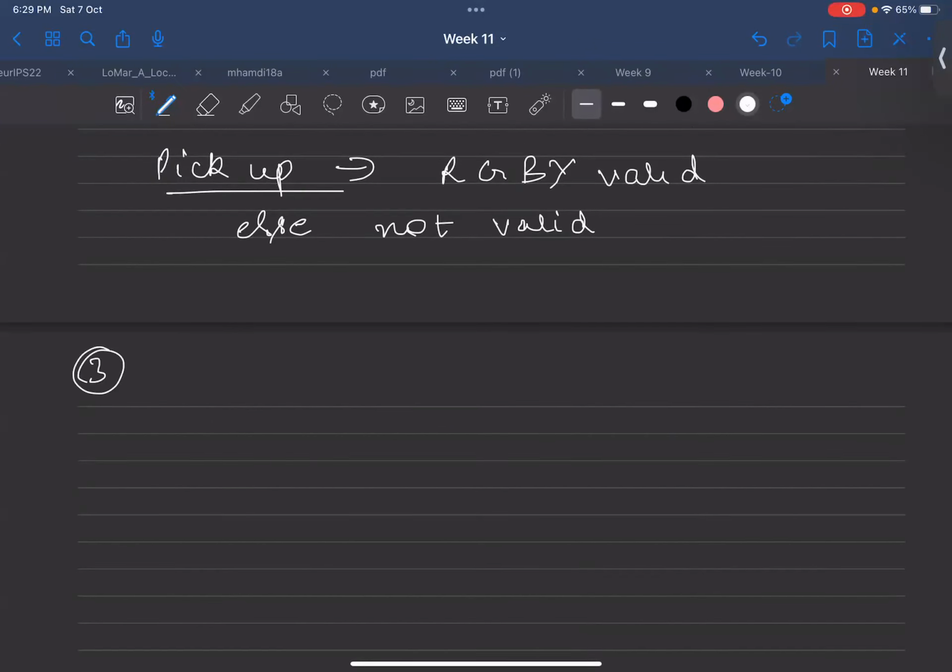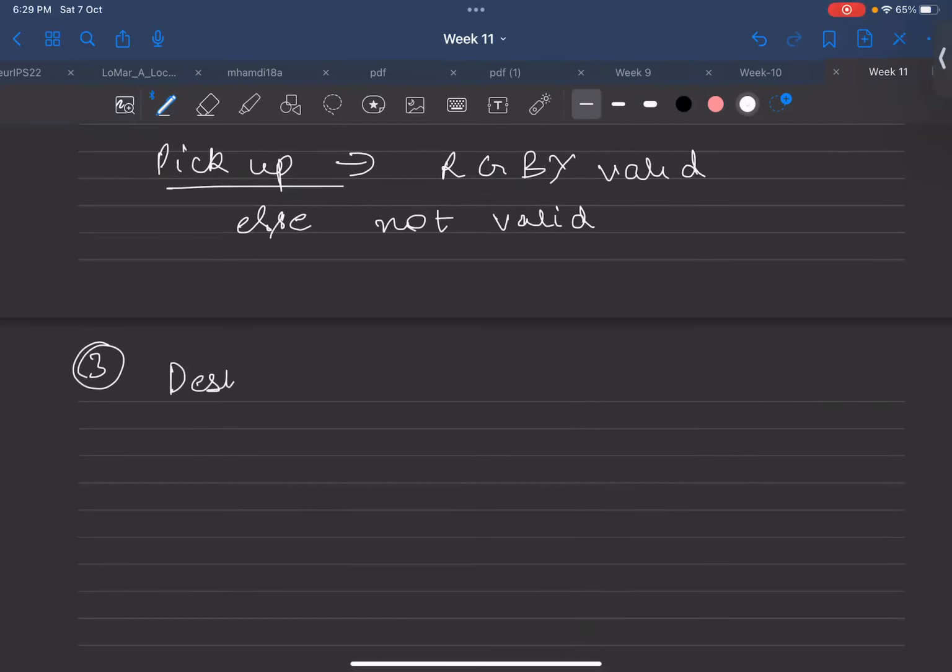Now coming to the third state. What can be the third state? Destination. So what are the values of the destination? G, R, B, Y. So any other value?